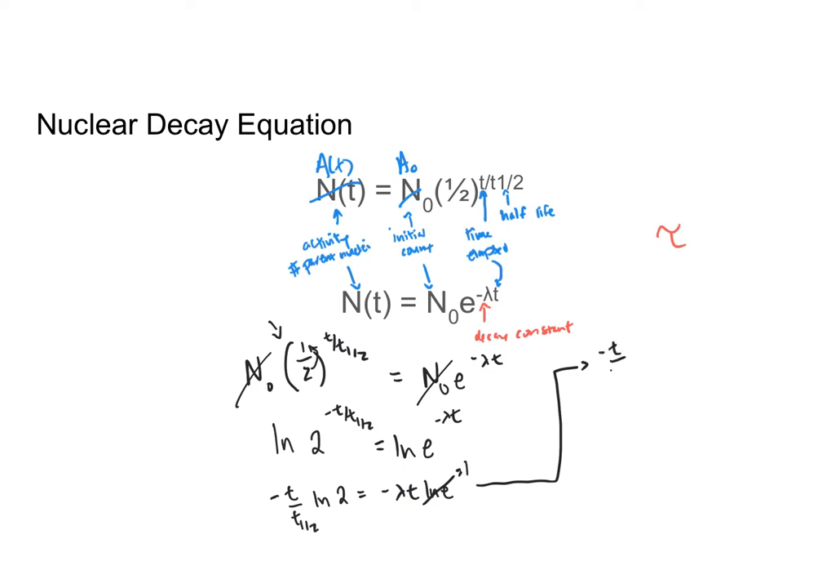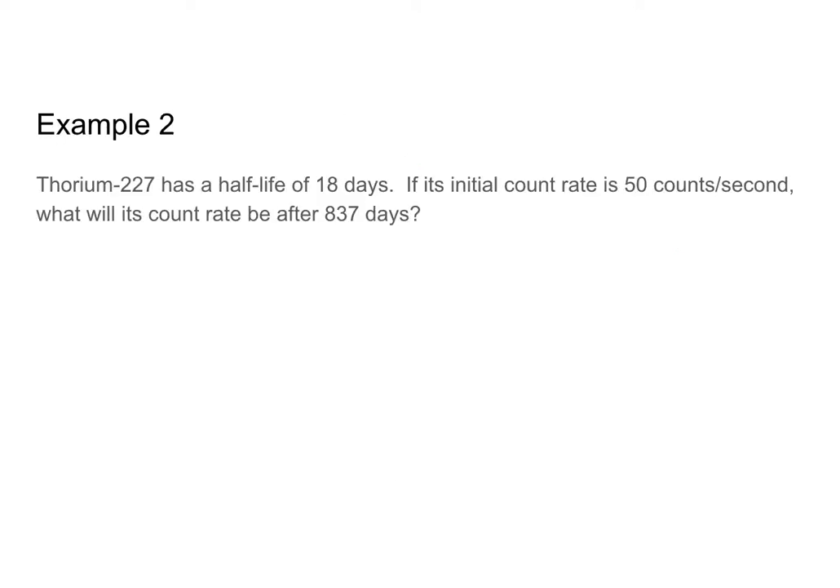So I get negative t over t1/2 times the natural log of 2 is equal to negative lambda t. Again, my negative signs will cancel, and my t's will cancel. And what I will get is that the natural log of 2 over my half-life is equal to lambda. So if you're given your decay constant and you want your half-life, you can easily get that. And if you're given your half-life and you want your decay constant, you can do the same. I just want to make sure that I give you this relationship because you may need to use it in the future.